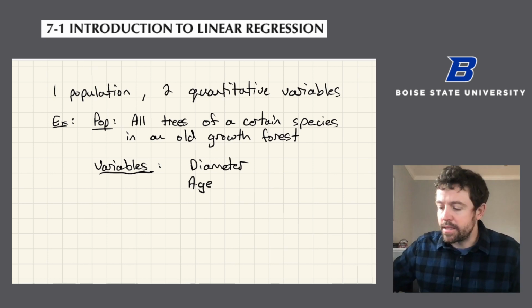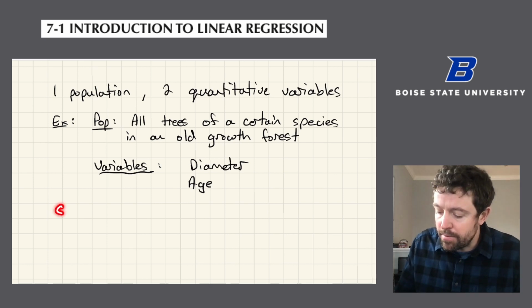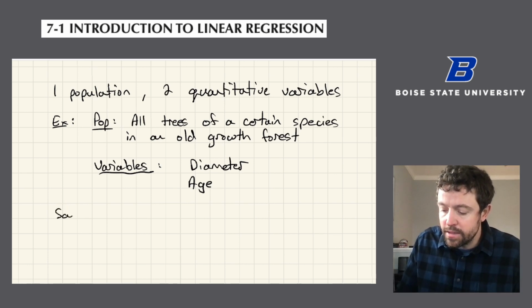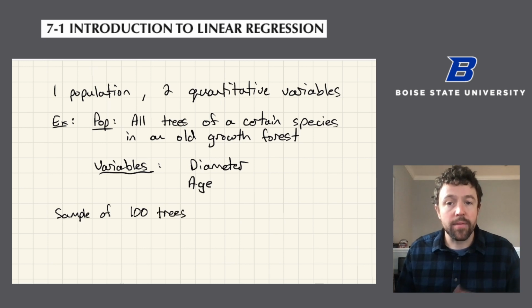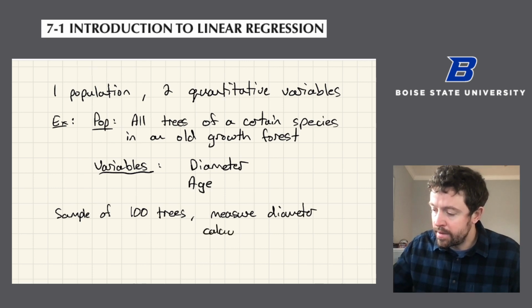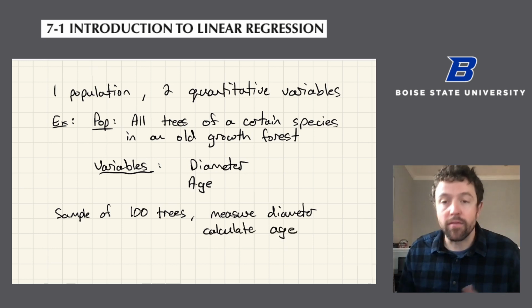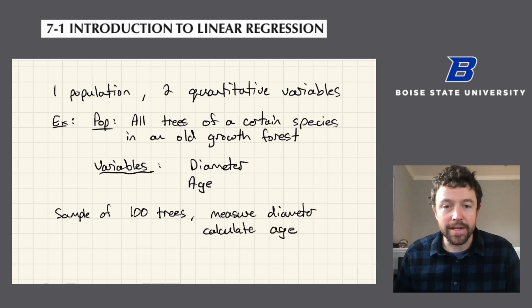So let's say what we did in this situation where we're studying all of the trees in the forest, but we have a sample of just some of the trees. And for these 100 trees, we'll actually go and figure out what their diameter and age is. So we measure the diameter and I guess calculate their age using some method, whatever method we have to calculate the age of a tree without cutting it down.